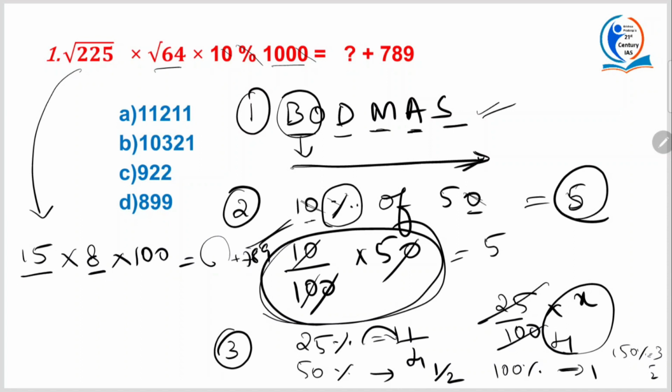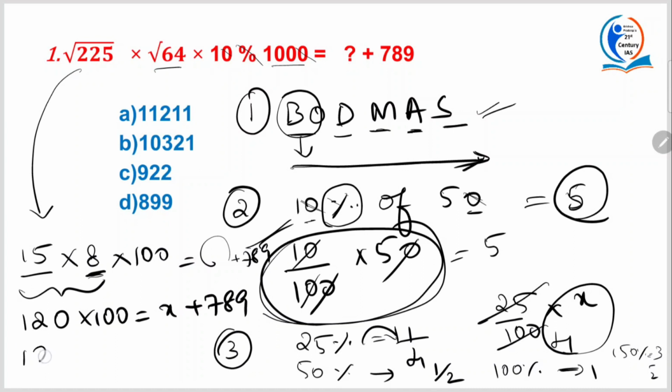Now 15 eights are, if you don't know 15 eights, it's fine. 15 fours are, you should know. 15 fours is how much? It's 60 and double of that is how much? It's 120. So 15 eights is 120 into 100 is equal to some x number plus 789. Alright, so it is 12,000 minus 789 is equal to x.